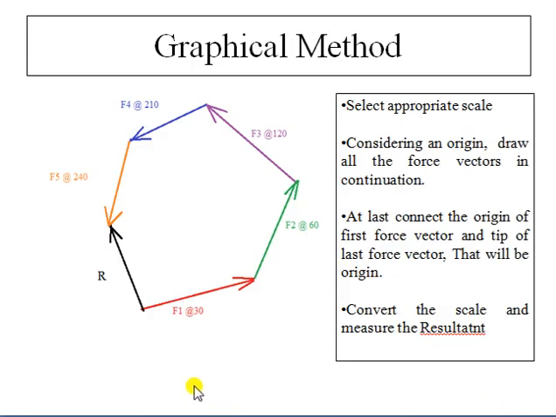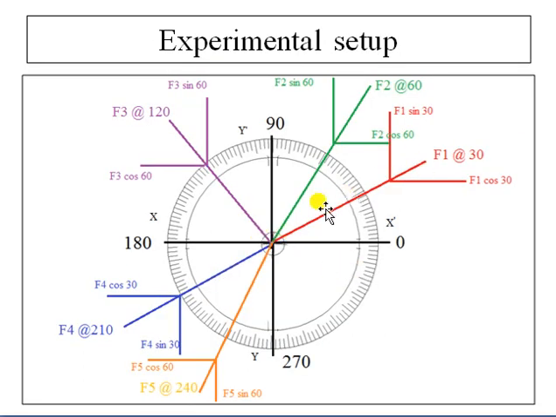What we will do first, we will consider an appropriate scale. This has to be done on a graph paper. I have mentioned the steps at the adjacent part of the diagram. You can see here. So the first step, we will consider one point as origin after deciding the scale, and we will represent each of the force vectors in continuation. So this is force F1, F2, F3, F4, F5 as we had seen here. This is F1, F2, F3, F4 and F5.